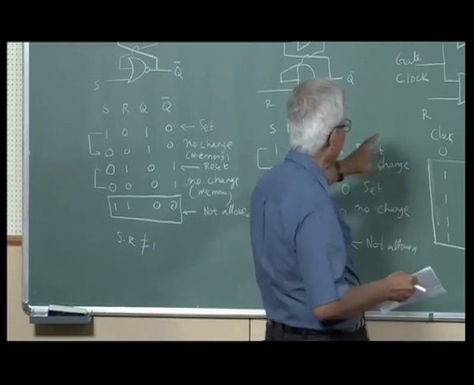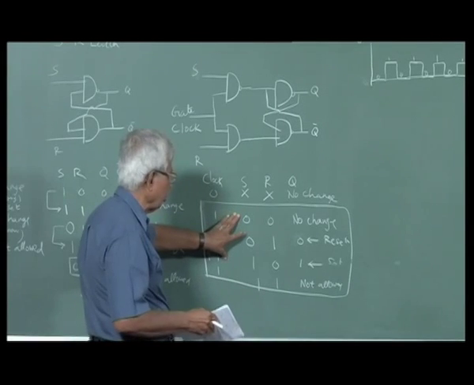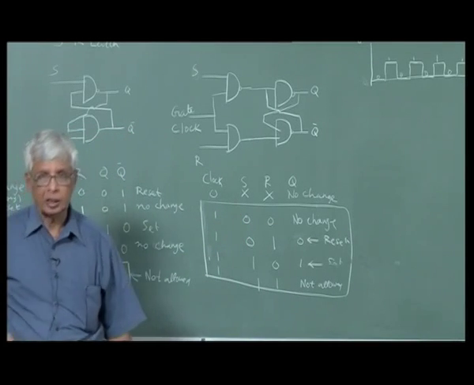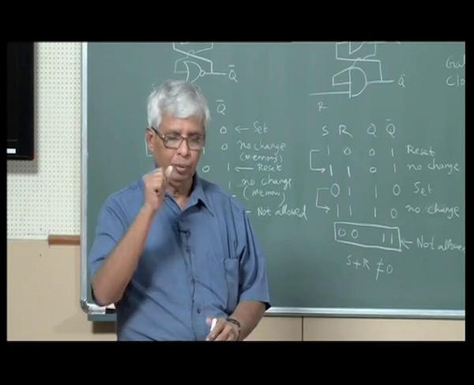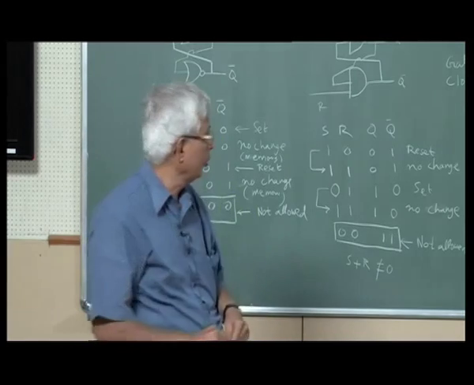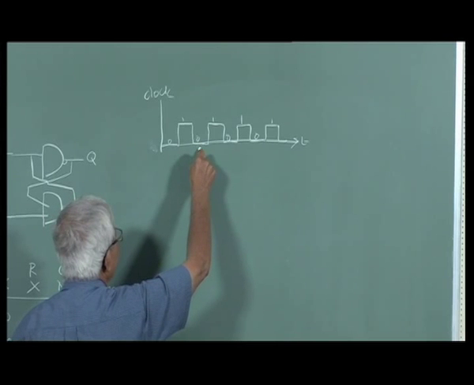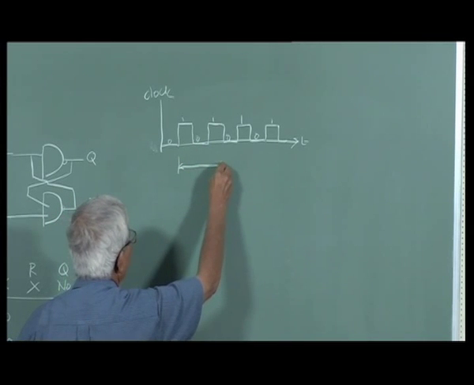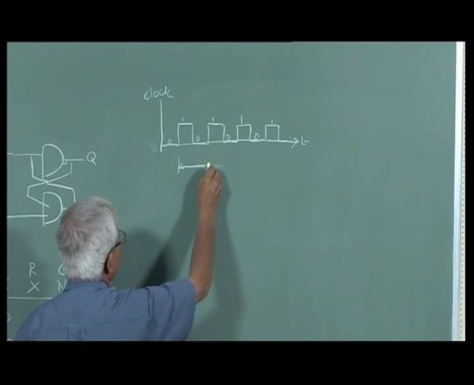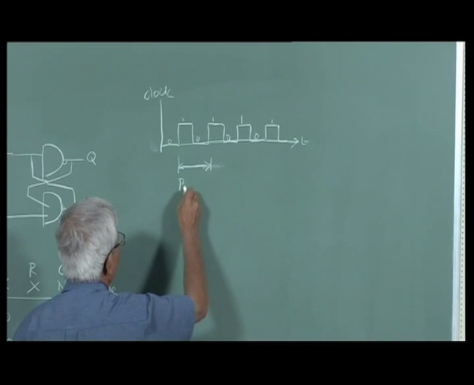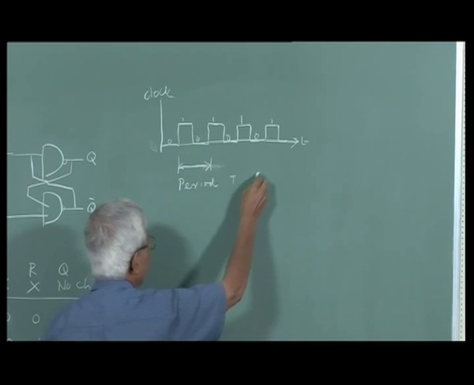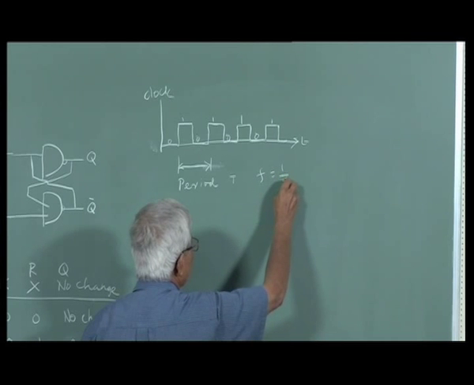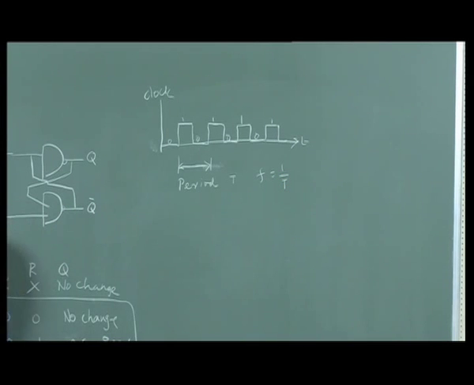So only when the gate is high or the clock is high, the circuit behaves normally. When the clock is 0, the circuit is disabled, and the circuit remains the same output as it was before. Whatever is the output here will remain here. This is called the period of the clock. From 1, this is called period, T, and the frequency of the clock is the inverse of T, 1 over T.